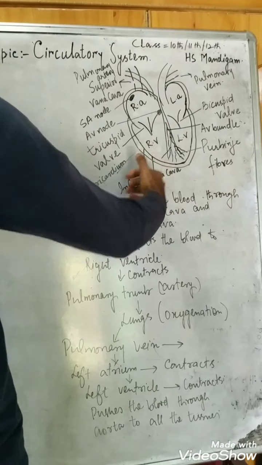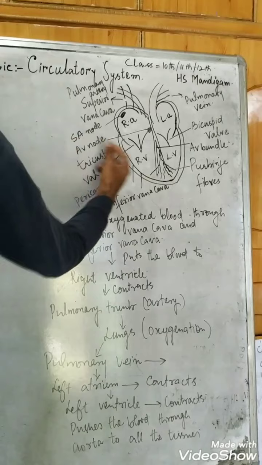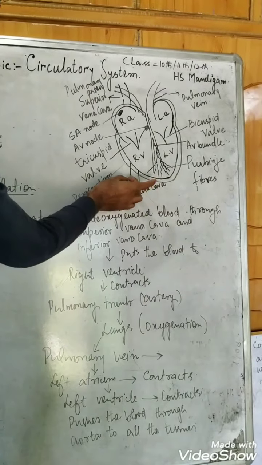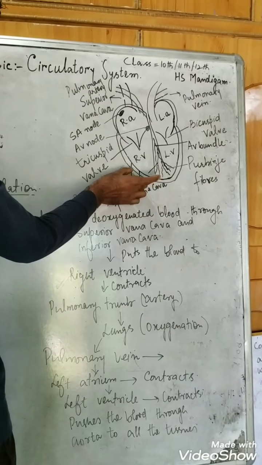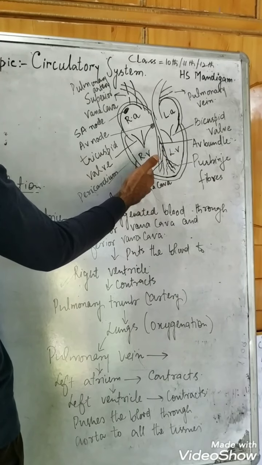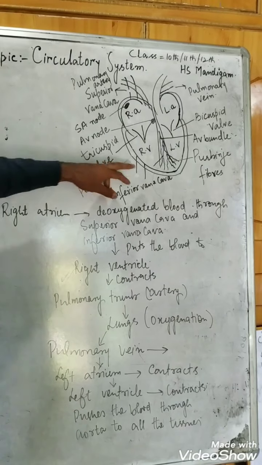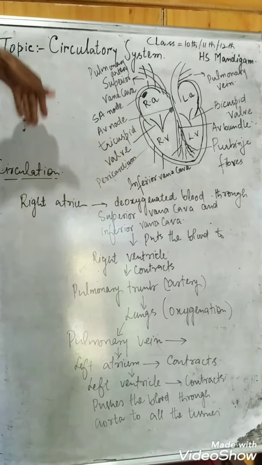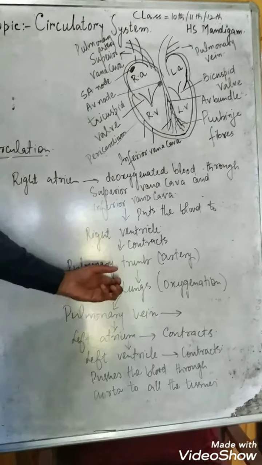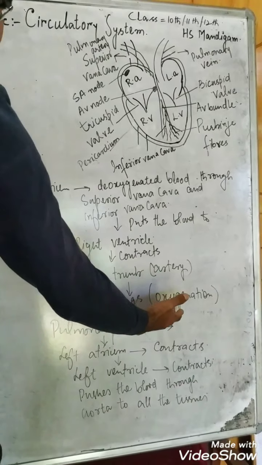It will be pushed from the right ventricle towards the lungs for the oxygenation through the pulmonary trunk, which is also called the pulmonary artery. And then after that, the semilunar valve will get closed and will not let the blood move backwards towards the right ventricle. Once the blood starts flowing towards the lungs for the oxygenation, inside the lungs, as the exchange of the gases takes place, the blood will get oxygenated.